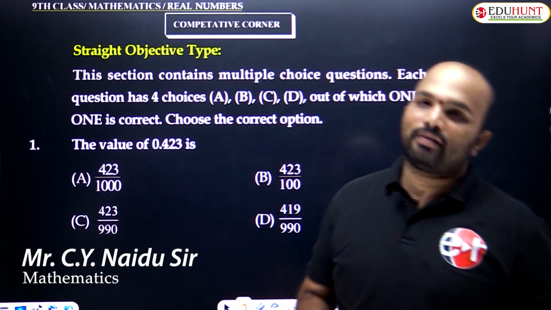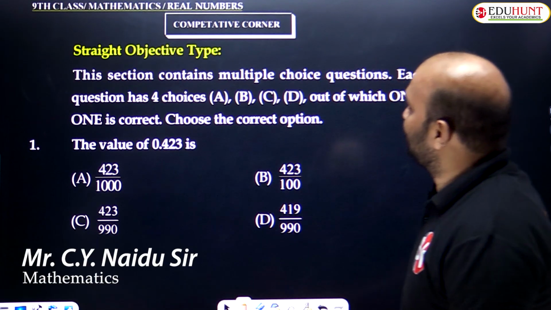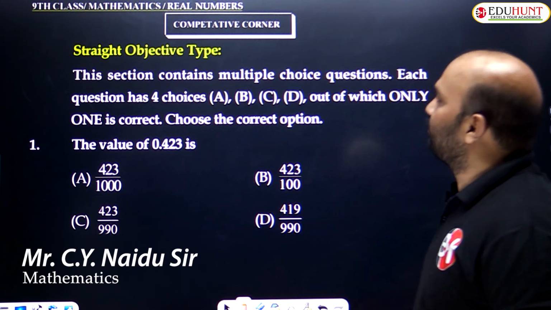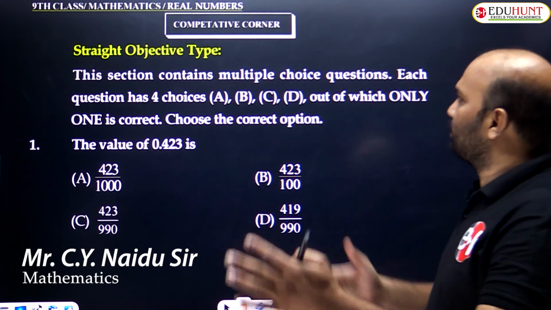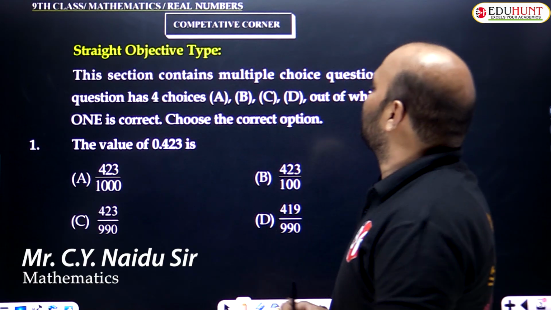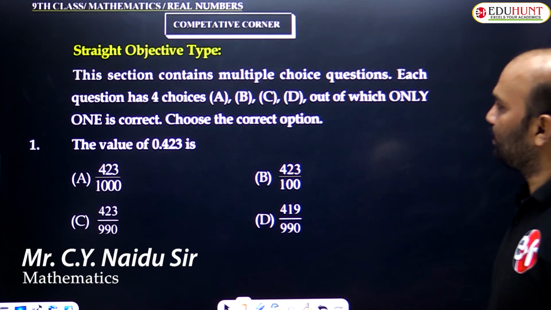At the section today we are going to discuss real numbers. This belongs to 9th class mathematics. Have a look at competitive corner. In my previous video, exercise 1 and exercise 2 have been completed. So let's go straight to objective type questions.